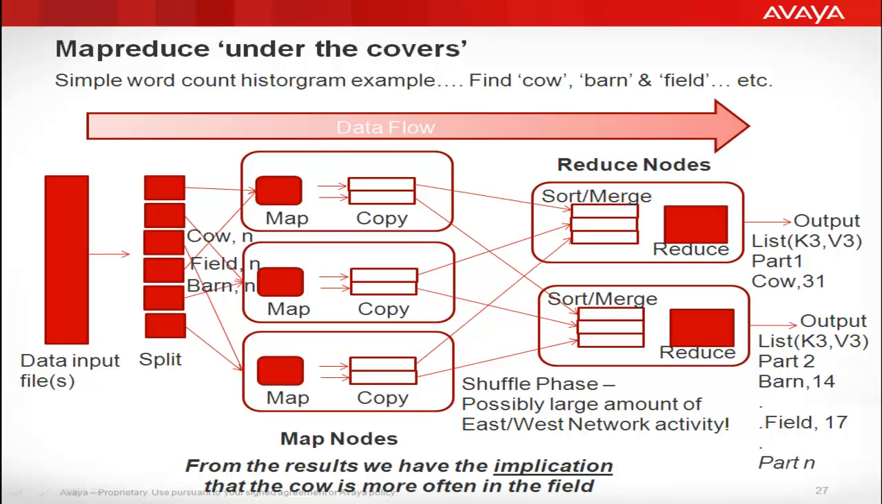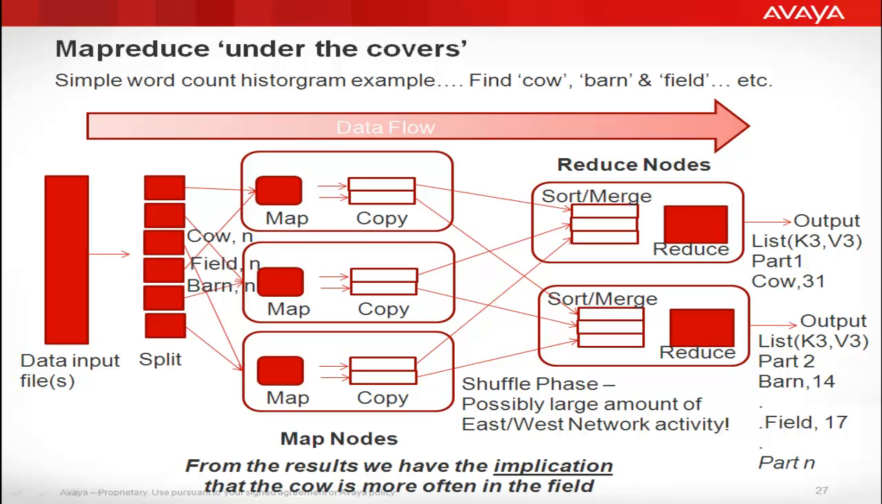For purposes of optimization, there are copy, sort, and merge functions which provide for the ability to aggregate the resulting lists of key-value pairs. This is referred to as the shuffle phase and is accomplished by leveraging east-west capacity within the data center. From this, the reduce function receives key-value outputs in a single statement, such as cow 31. In the example above, we show a construct to count three words: cow, barn, and field.